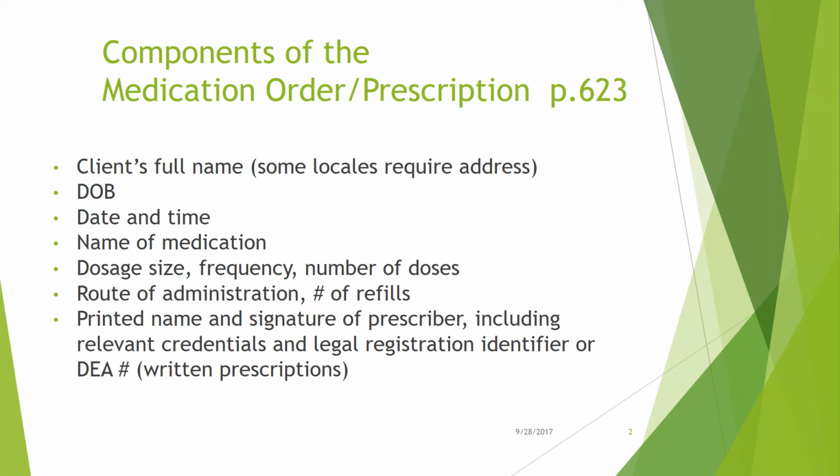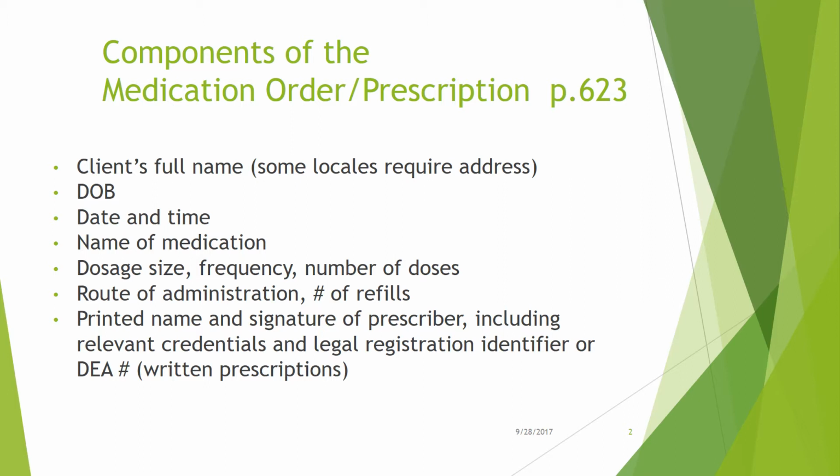The name of the medication goes first, and with the dosage, and then how often, and then how many pills to dispense, or the number of doses that they are to have. The route of administration goes right after the dosage, and also on the prescription they're going to put the number of refills. The printed name and signature of the prescriber is great so that you can read it.